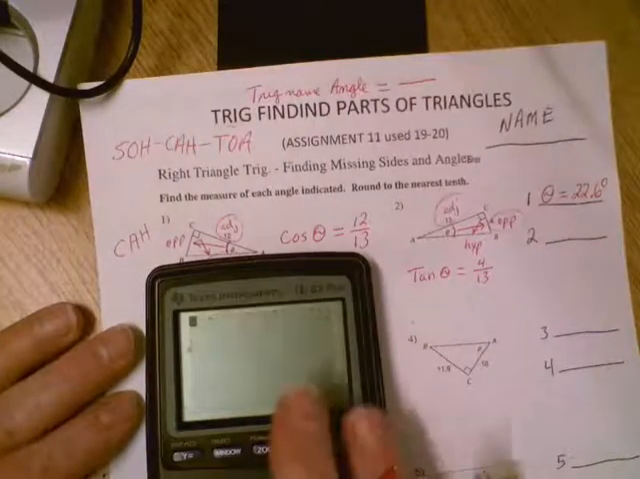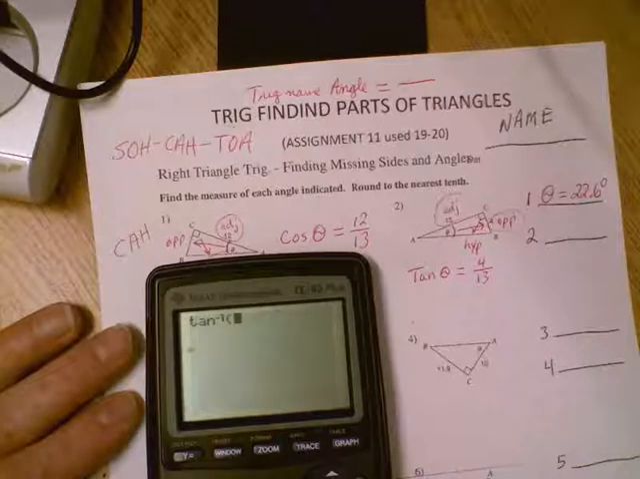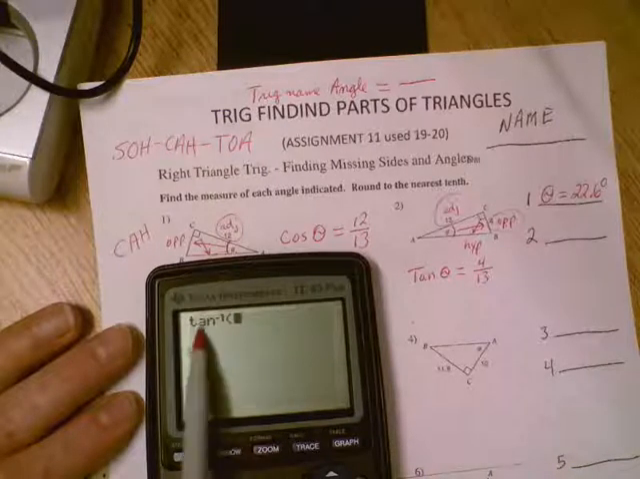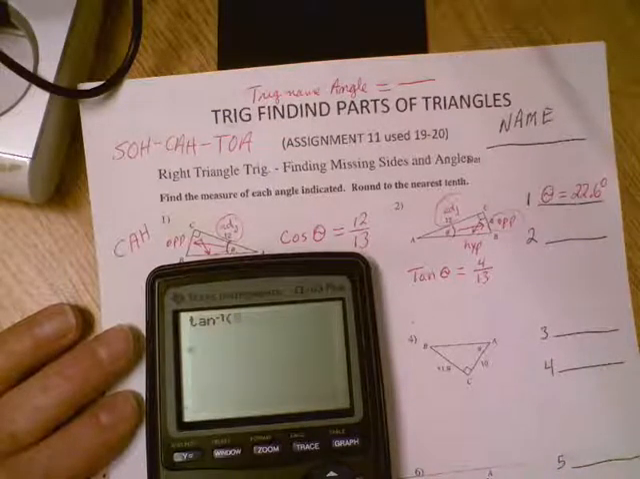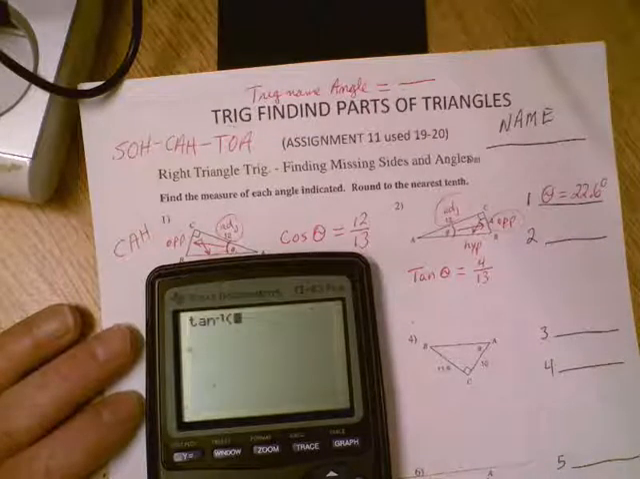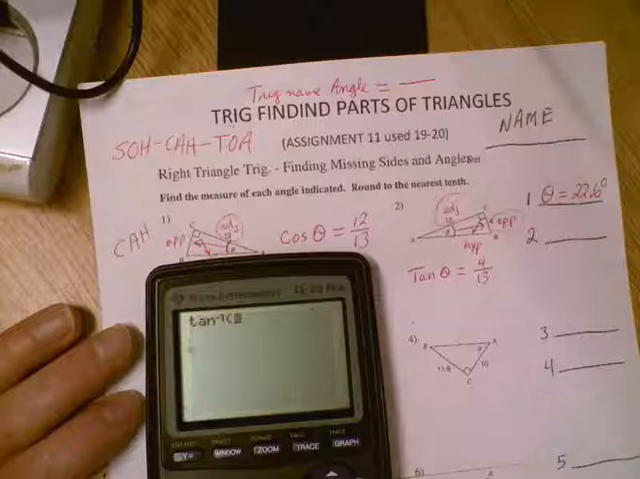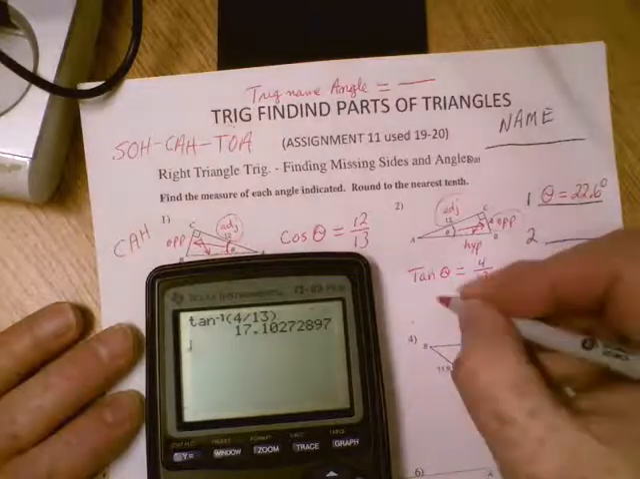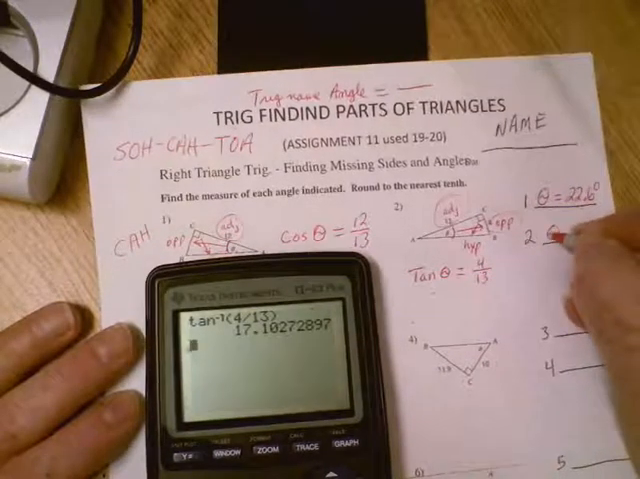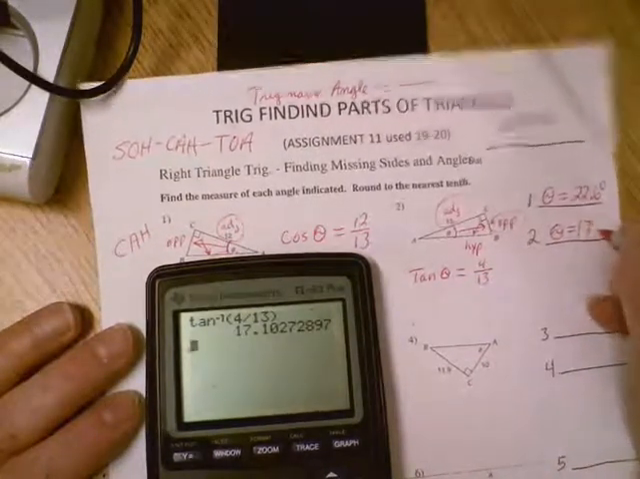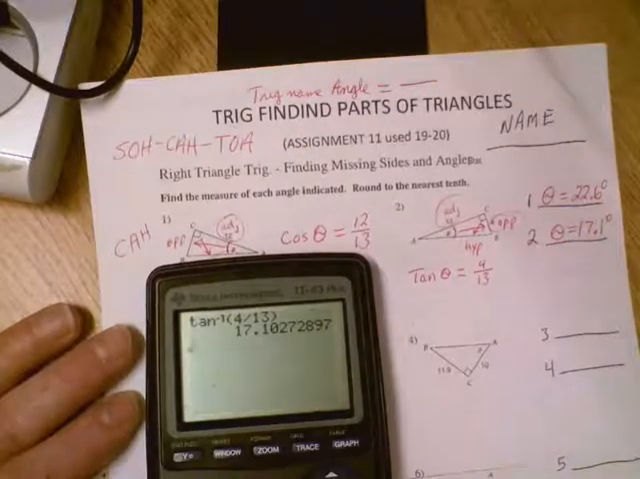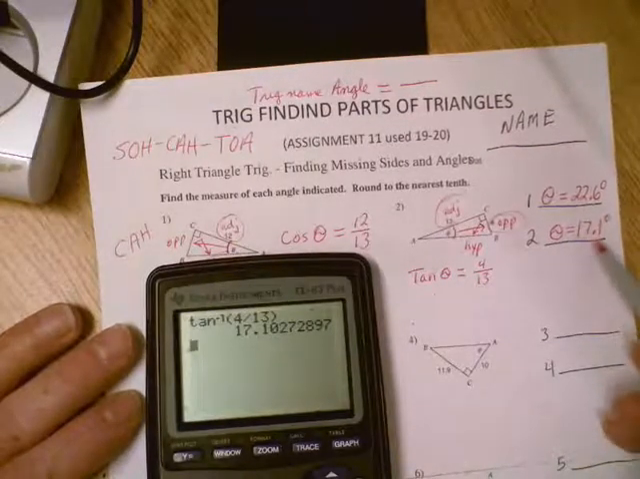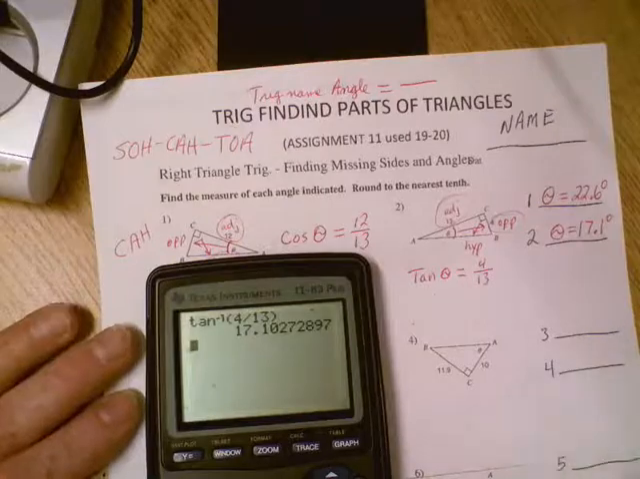Same idea on our calculator. We hit second, because we're looking for an angle, tangent, and it pulls up tangent -1. It's telling the calculator that we're finding the angle, not finding the actual tangent. And then we just type in 4 divided by 13. And we end up with theta equals 17.1 degrees. And again, most of the time, I would probably round that off, since it's an angle, to 17 degrees.